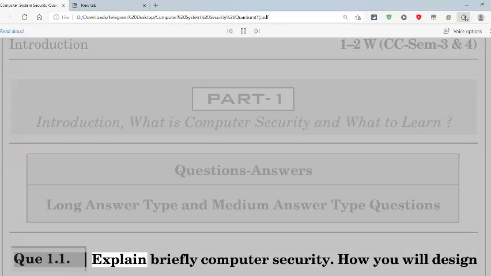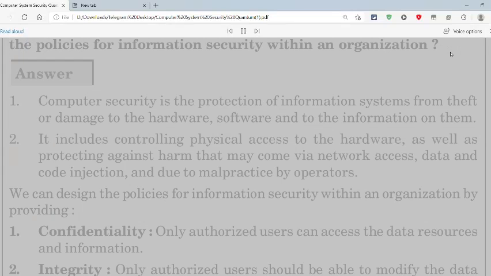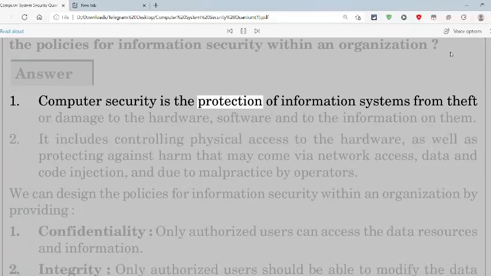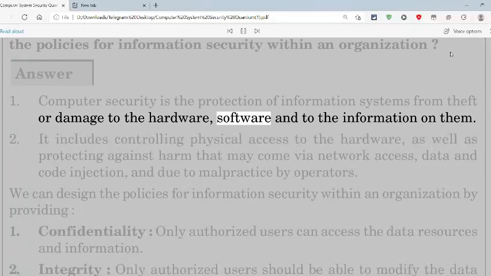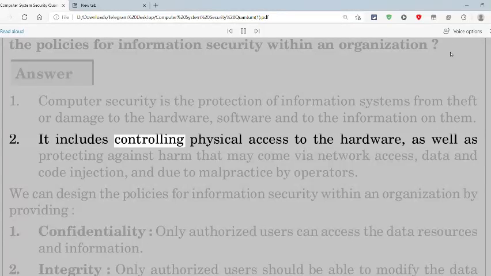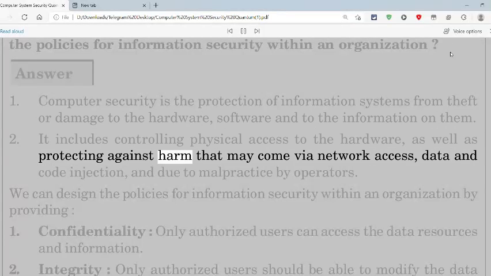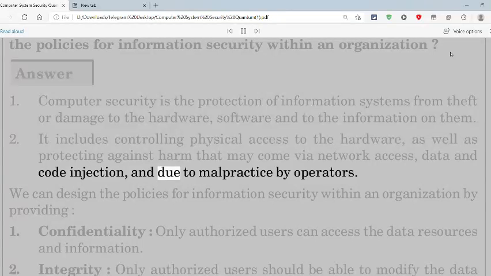K1.1. Explain briefly computer security. How will you design the policies for information security within an organization? Answer. 1. Computer security is the protection of information systems from theft or damage to the hardware, software, and to the information on them. 2. It includes controlling physical access to the hardware, as well as protecting against harm that may come via network access, data, and code injection, and due to malpractice by operators.